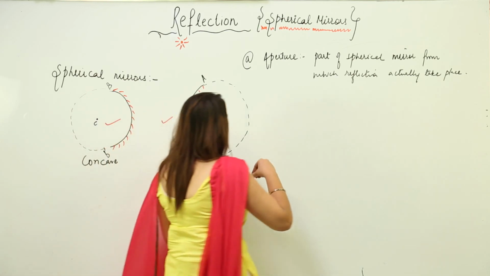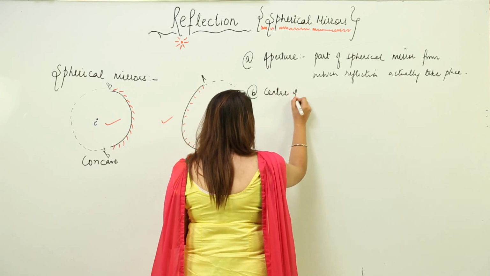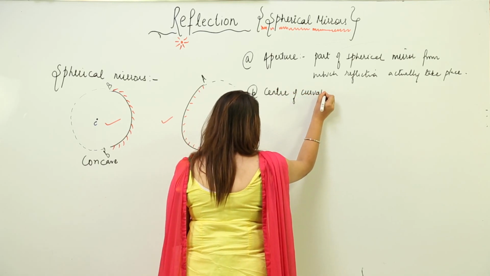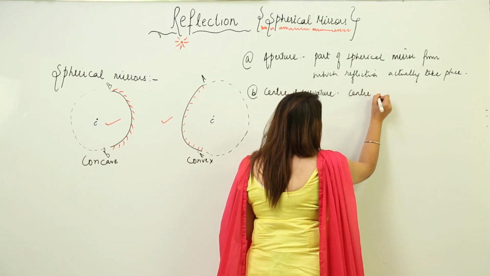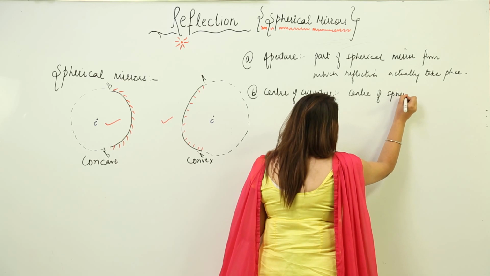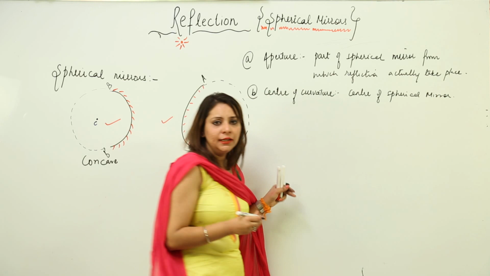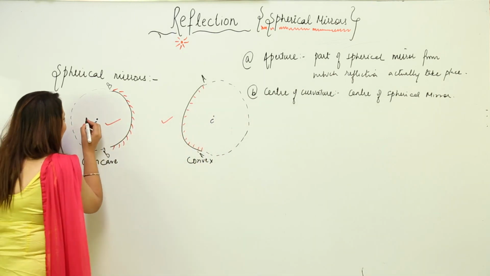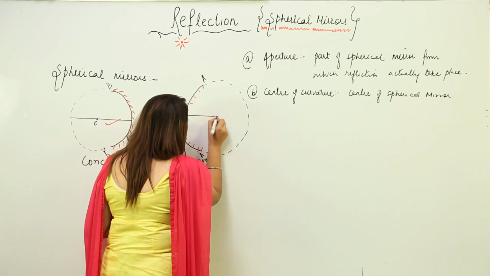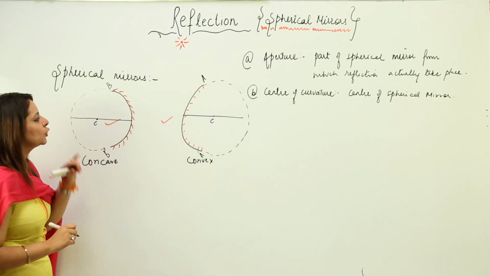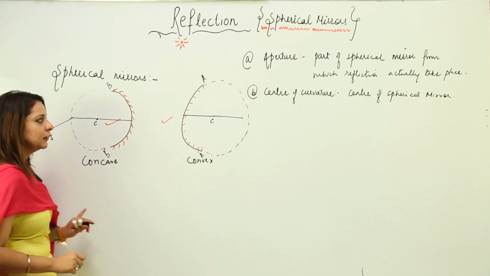We have another term now. What's that? It is the center of curvature. So what is the center of curvature? It is the center of the spherical mirror. Now the line that passes straight through the C, if I draw a line passing straight through the C, this line is called the principal axis.